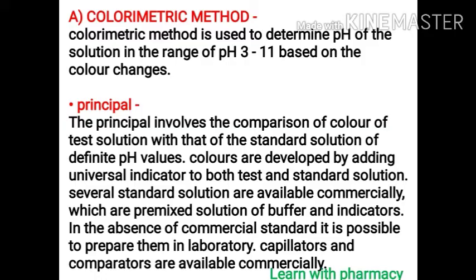So, first method is colorimetric method. Colorimetric method is used to determine pH of the solution in the range of pH 3 to 11 based on the color changes. Principle of colorimetric method. The principle involves the comparison of color of test solution with that of the standard solution of definite pH values. Colors are developed by adding universal indicator to both test and standard solution.